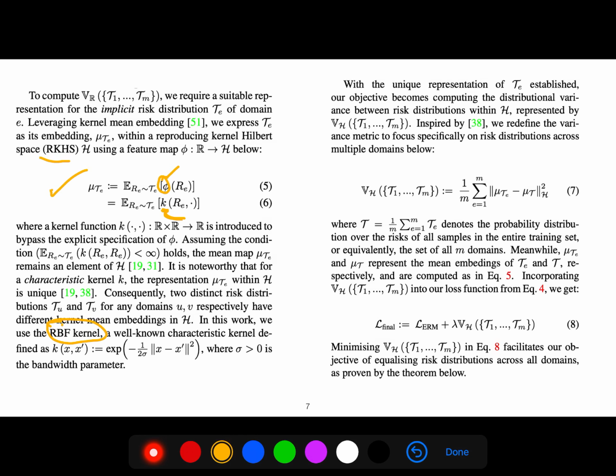So we redefine the variance metric to focus specifically on risk distributions across multiple domains. So we have multiple domains. And tau is just we take the probability distribution over the risk of all samples in the entire training set, or equivalently the set of all M domains. So we have M domains, and mu represents the mean embedding. So we get this final loss that is the sum of empirical and that V.